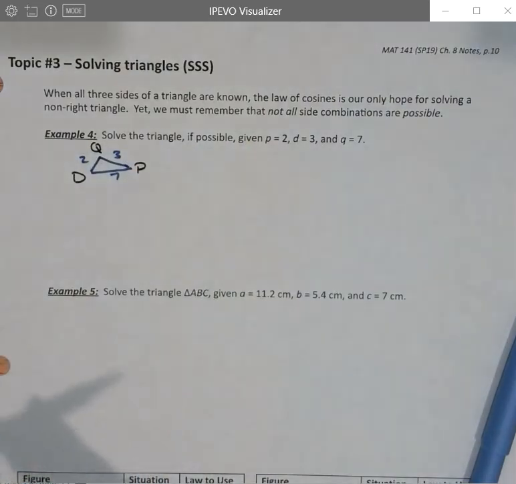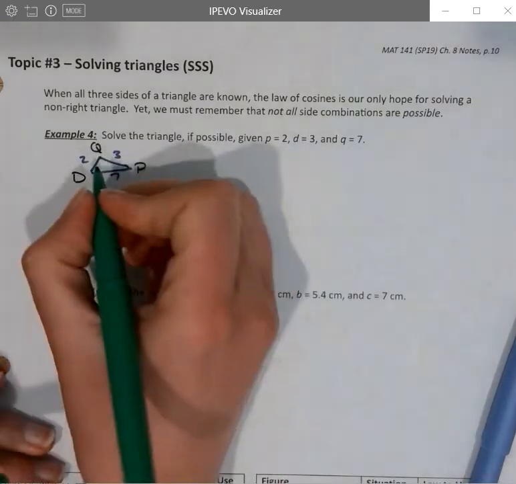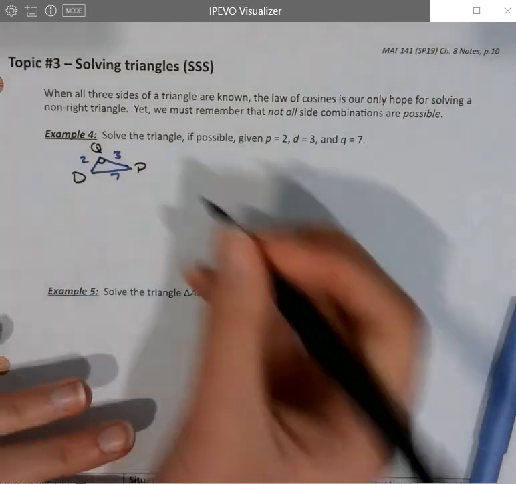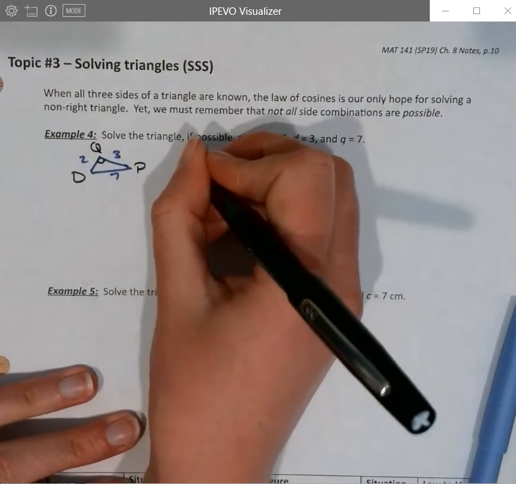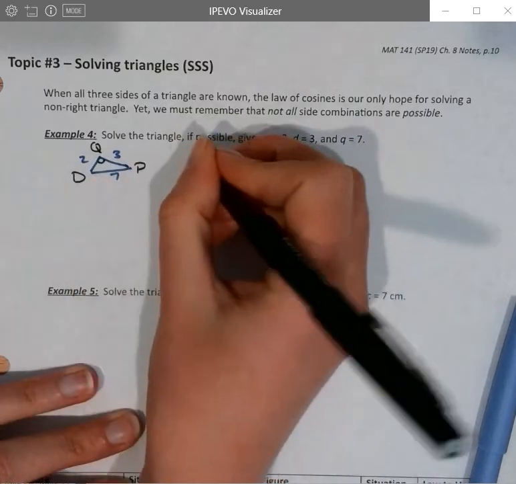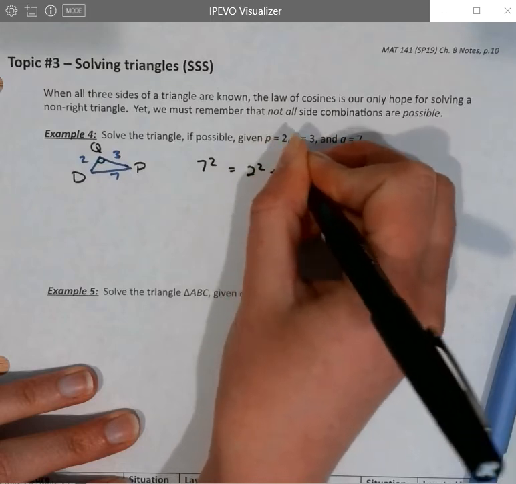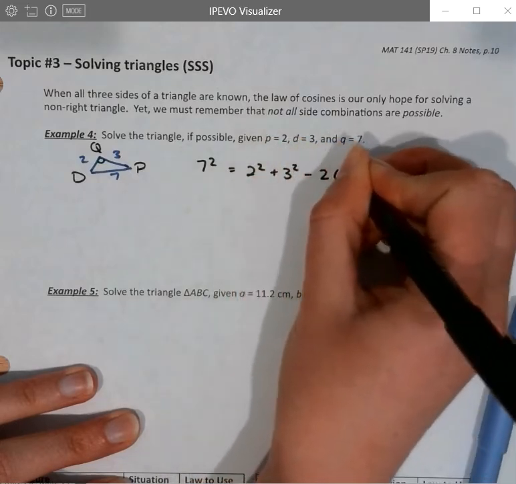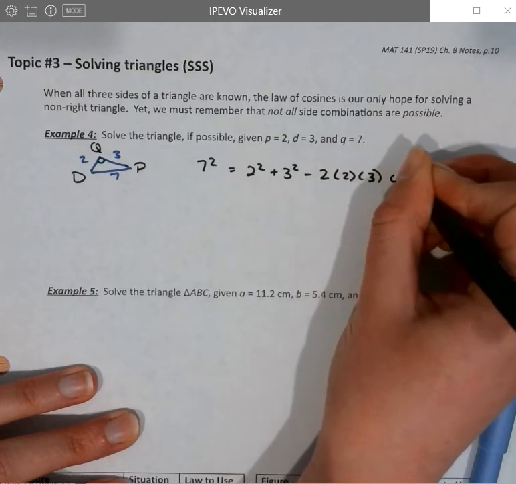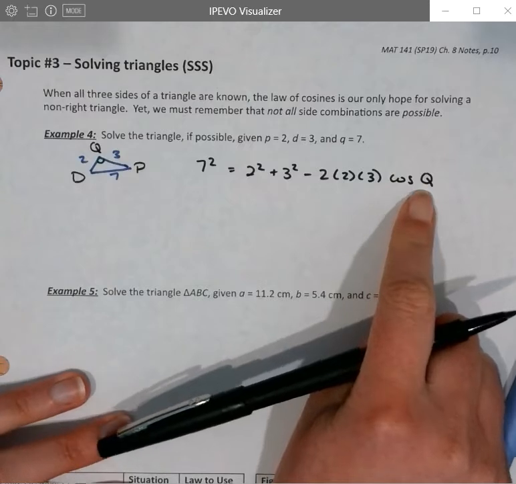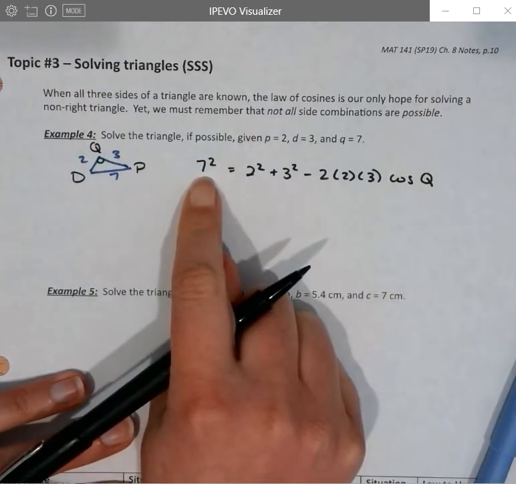Okay, and so let's start by finding your choice of angle. Let's try to find angle, how about Q first, just for something to find first. All right, so we'll start with side Q, which is 7. So it'd be 7 squared equals 2 squared plus 3 squared minus 2 times 3 times cosine of angle Q. So I'm looking for the angle now. And so on the other side of the equation, I need the corresponding side.